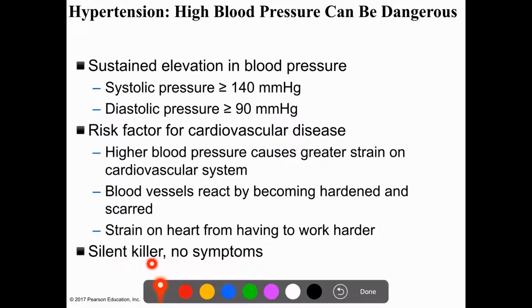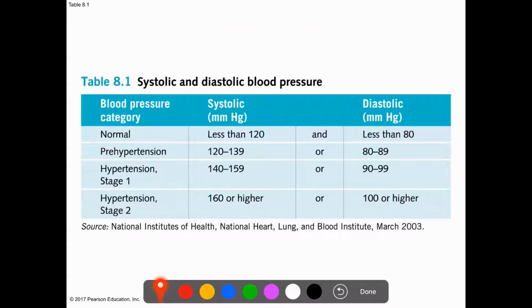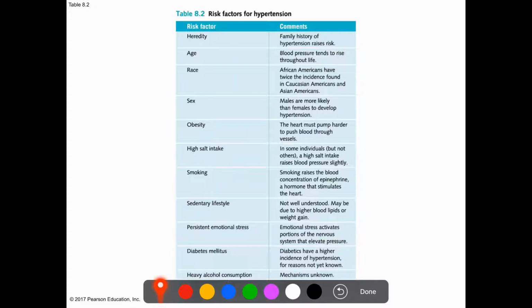And again, this is extremely dangerous. This is like a silent killer because it has no symptoms. It might cause ruptures in the blood capillaries, since the blood capillaries are not designed or adapted to high blood pressure. These are the blood pressure categories, the values of systolic and diastolic blood pressure. And these are the risk factors of hypertension with some additional comments about them.